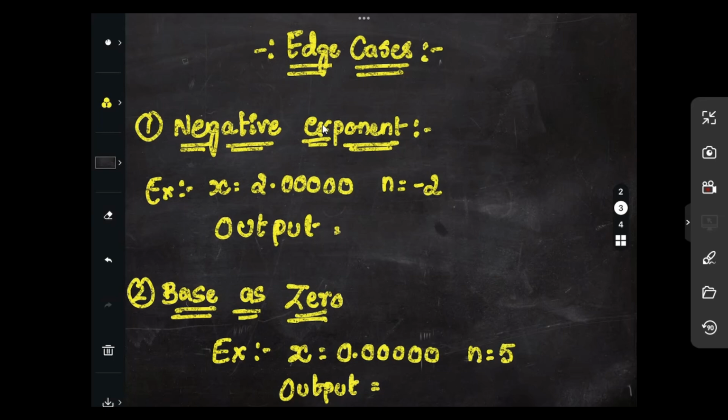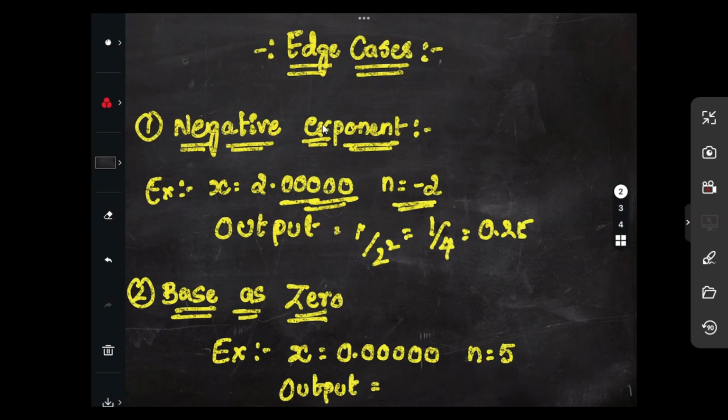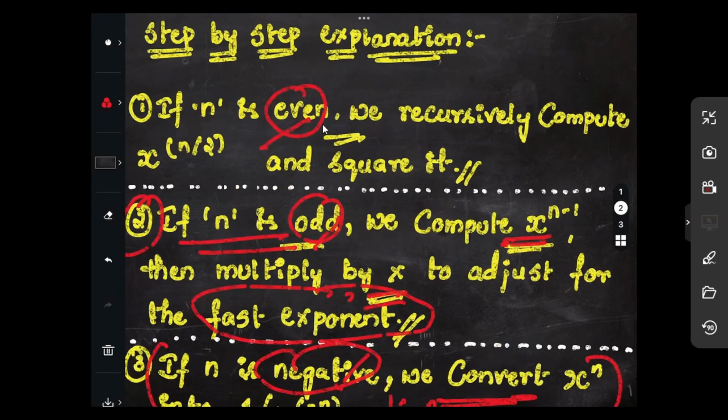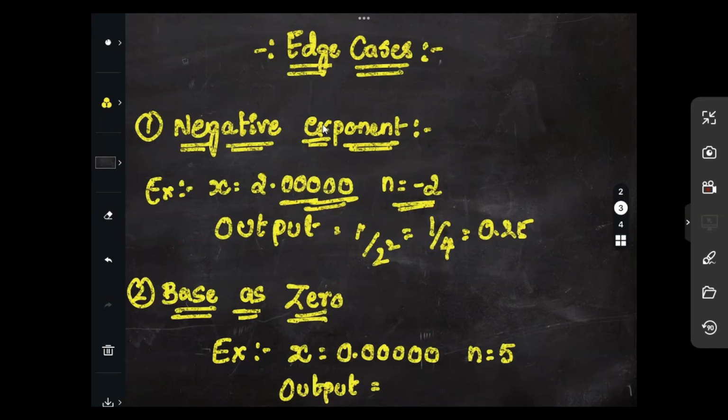So the same thought process, we have to articulate in the form of code after discussing the edge cases. So let's discuss the edge cases quickly here. The first edge case is negative exponent. Here we have x equals 2.00000, and n is minus 2. So 2 to the power of minus 2, as per the rule we discussed previously, we will consider 1 by 2 squared in this case. This becomes 1 by 4, nothing but 0.25. So if n is negative, then we will convert x to the power of n into 1 by x to the power of minus n, right?